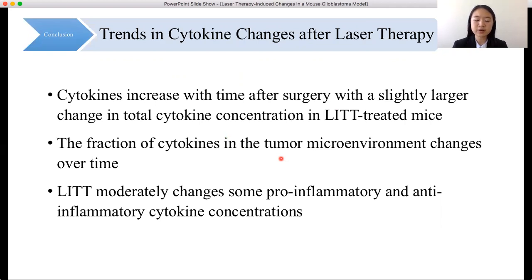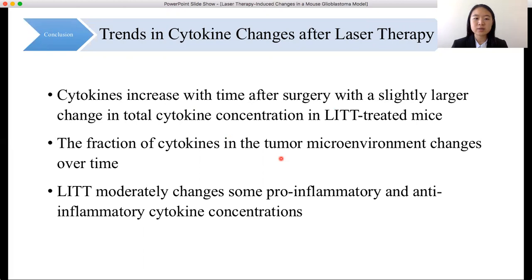Secondly, that the fraction of cytokines in the tumor microenvironment changes over time, and so time plays a significant role in determining what cytokines are present. Lastly, although we did not see significant changes in cytokine concentrations, LITT did play a moderate role in increasing pro-inflammatory and anti-inflammatory cytokine concentrations in the brain, either 2 days or 7 days after therapy.